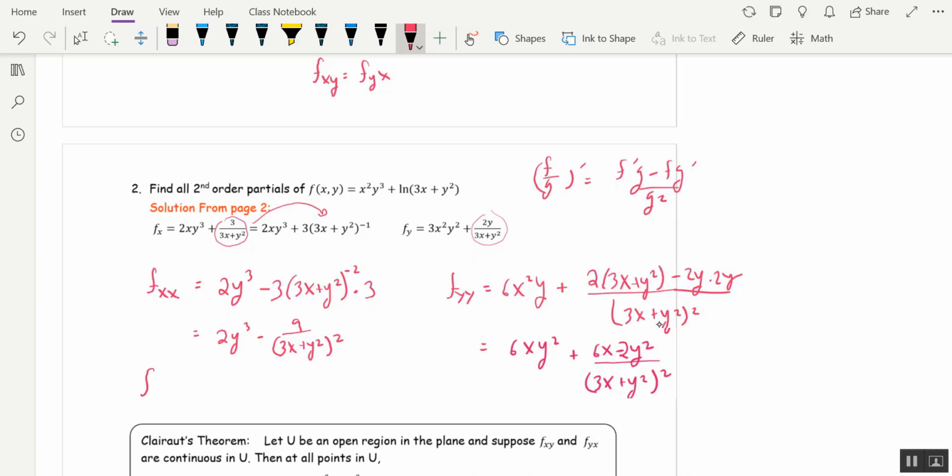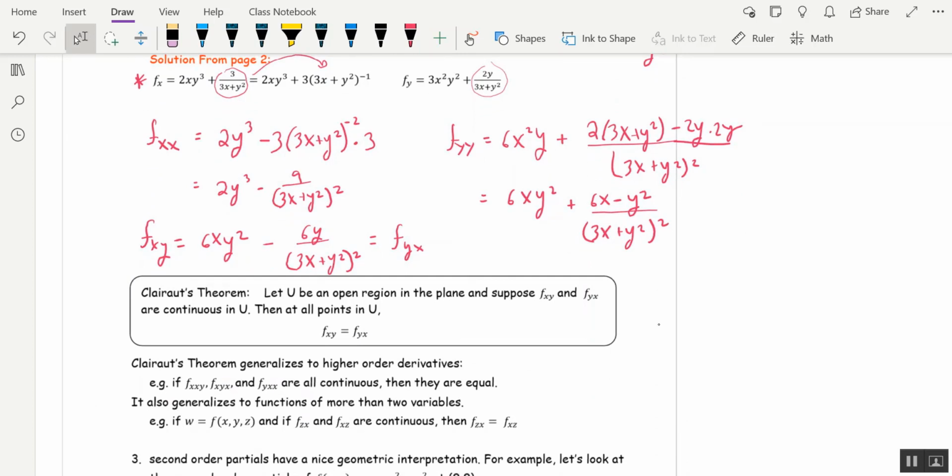Okay, and now let's find f sub xy. So we want the partial with respect to y of f sub x. So we're up here with f sub x. We want the partial with respect to y. So that's going to be 6xy squared. And then I'll do some stuff in my head. I need to bring the minus down. So that's going to be a minus, and I'll end up with 6y over (3x plus y squared) squared. Okay, I'm not going to find f sub yx because I know it's equal to f sub xy. So this is equal to f sub yx by Clairaut's theorem, which tells us that if everything's continuous in an open region, then mixed partials are equal. And that generalizes, and I've got that explained right here.